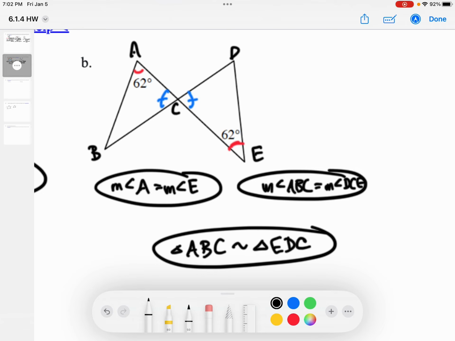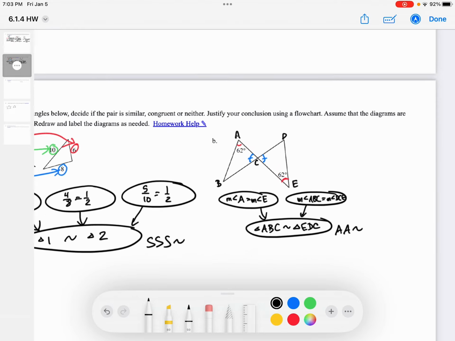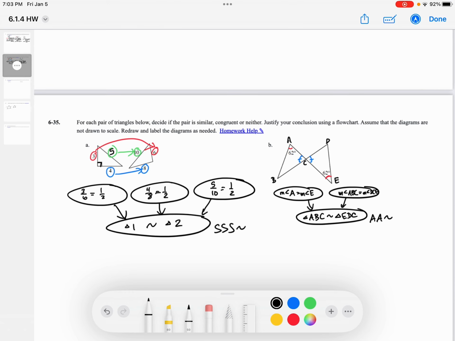Notice we don't know if the triangles are congruent, and we'll say this by angle-angle similarity, because we don't know any side lengths, right? They might be congruent in this triangle, but we don't know any side lengths to conclude. All we can conclude is that they are similar.